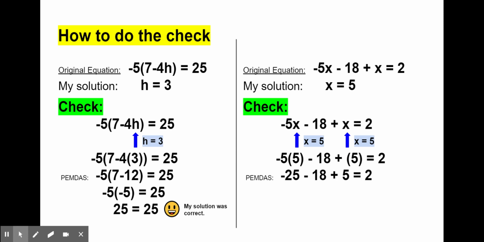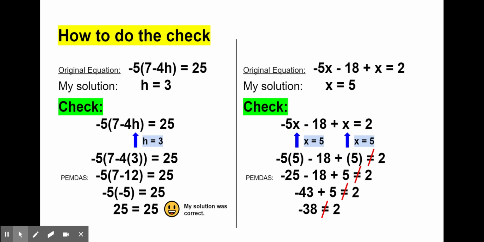My -5 times 5 gives me -25. Rewrite the rest of my equation, and I can go step by step of PEMDAS. This is now addition or subtraction, whichever comes first from left to right. So -25 minus 18 will give me my -43 plus 5 equals 2. I continue step by step, and I end up with -38 equals 2. That's not right. -38 does not equal 2. That also means the last 3 steps that we did where we plugged in 5 were also incorrect.